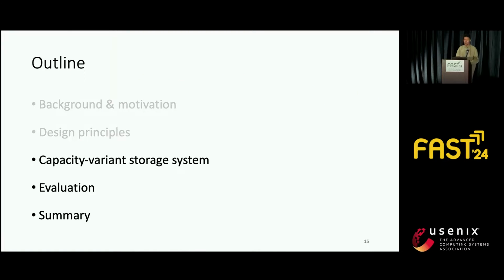Due to the time limit, I will focus on our file system level design and the device level components. Please refer to our paper for more information.